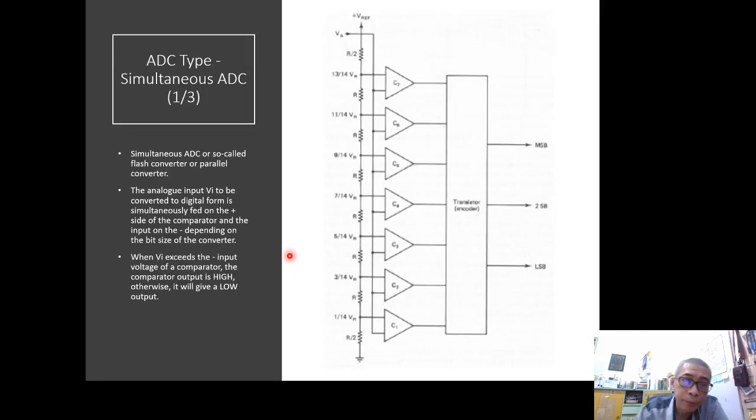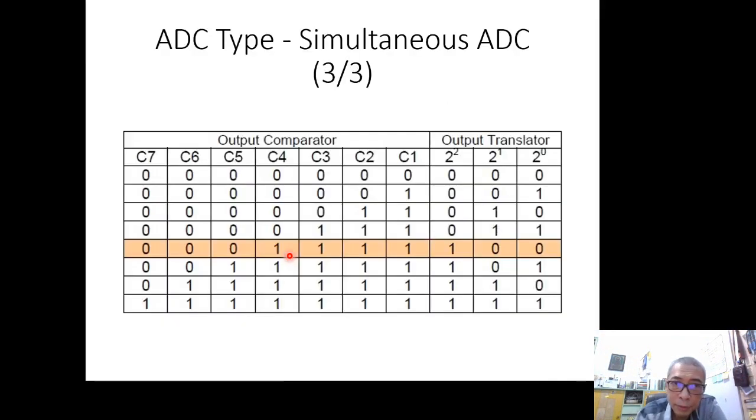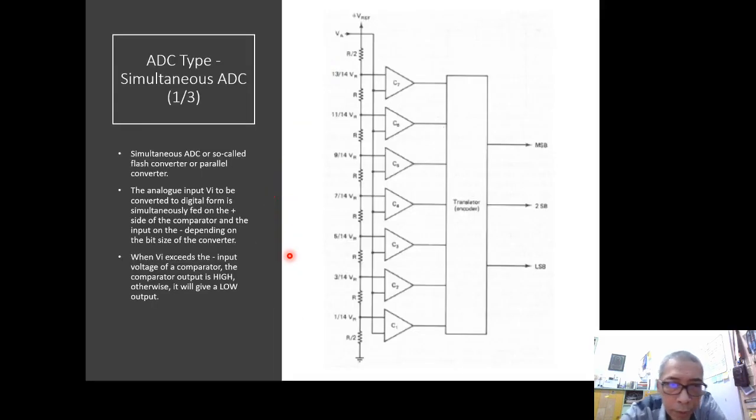So we have 3 ADC types. The first one is simultaneous, the second one is counter-ramp, and the third one, which is the type of ADC in the microcontroller, is SAR, or successive approximation ADC. So what is the simultaneous ADC? The simultaneous ADC, also called a flash converter or parallel converter.